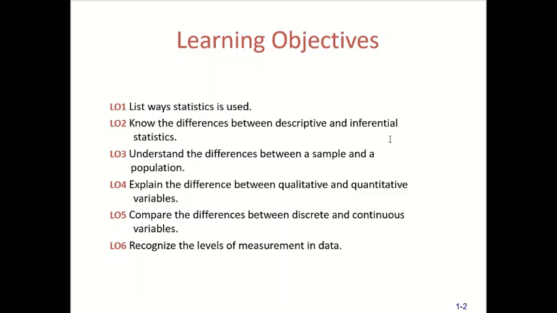The next learning objective is to compare the differences between the discrete and continuous variables. So variables are also classified as discrete and continuous. One way of classification is quantitative and qualitative variables, and another way of classifying variables used in statistics is discrete and continuous. So we'll try to understand about them and what is the difference between the two.